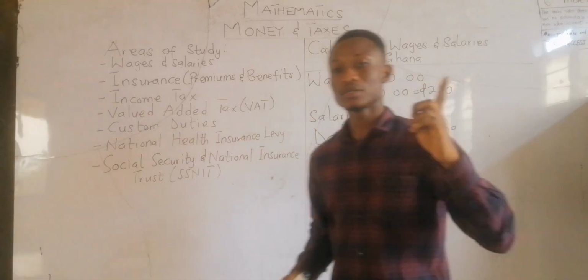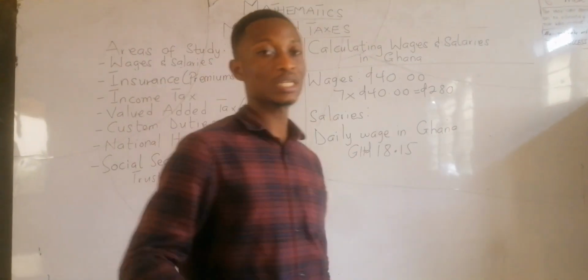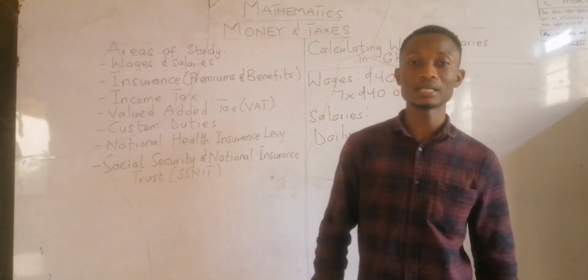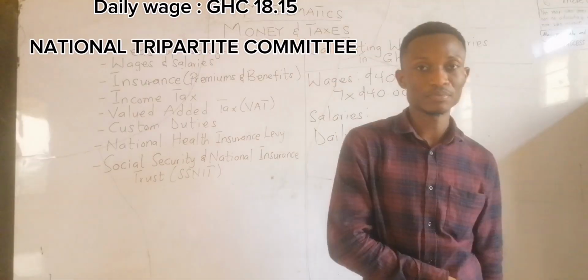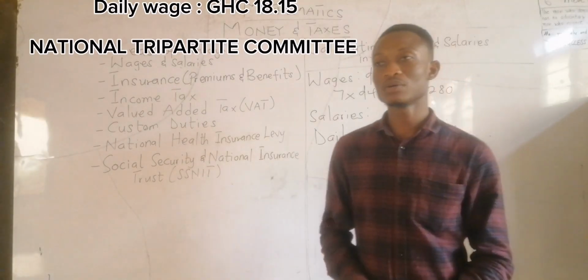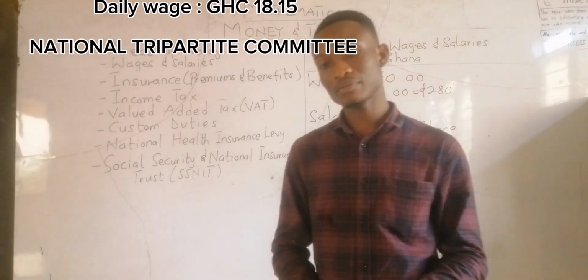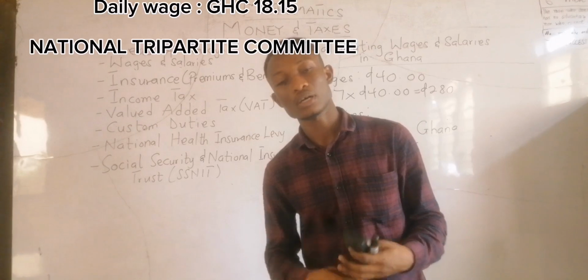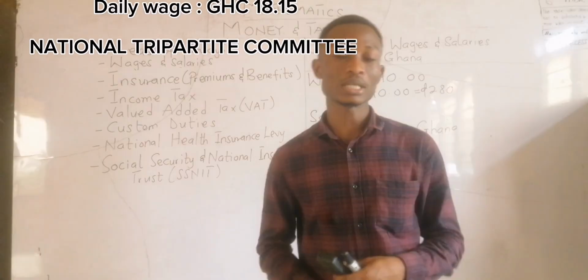So as of 1st January 2024, the minimum wage of every worker in Ghana was 18 cedis, 15 pesewas. It means that daily, if I work during the day, the wage given to me shouldn't be less than that amount. If it is less than that amount, according to the National Tripartite Committee, it is not accepted.